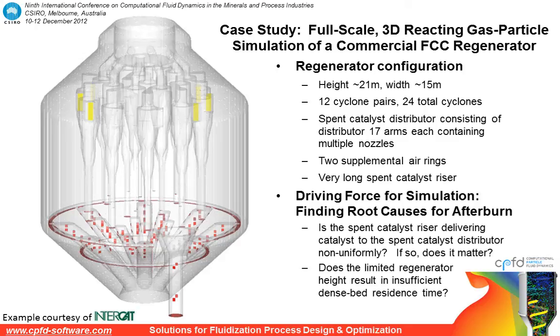The reason for this simulation was to look for root causes for afterburn, which is a temperature increase between the top of the bed and the cyclone inlet. There were some suspect areas to look at in trying to determine what the root cause might be, including whether the long spent cat riser was delivering the catalyst to the distributor in a non-uniform way and whether that mattered, and also whether a comparatively low bed height was resulting in insufficient dense bed residence time.